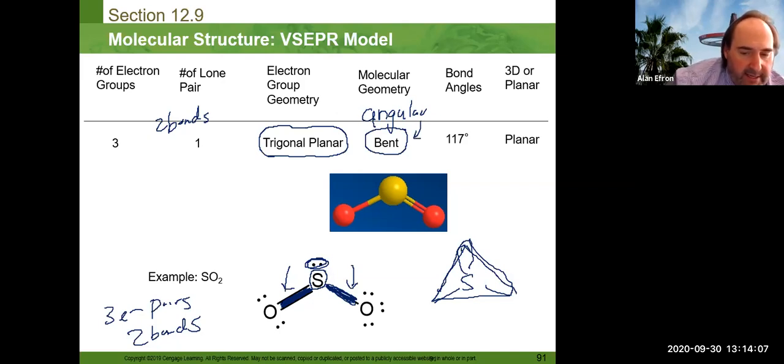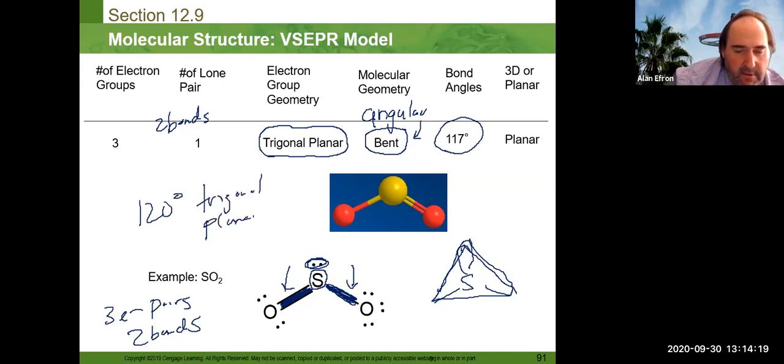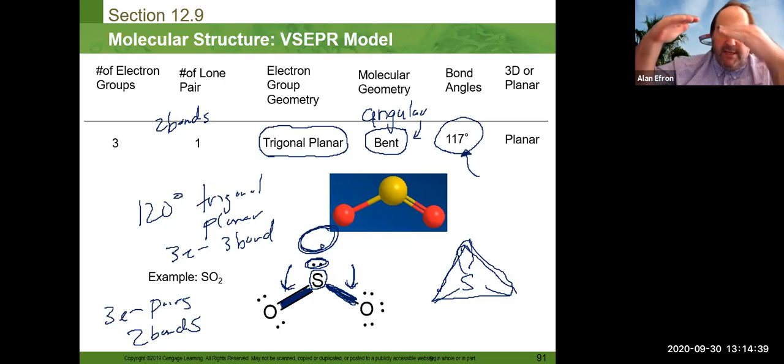And what happens to the bond angle, as you can see, is unlike the 120 that we see with trigonal planar, with 3 electron pairs and 3 bonds, because we're missing that 3rd bond, it allows those oxygens to move a little bit further away from each other, and we actually get a smaller bond angle than 120 degrees. We get less than 120 degrees, 117 degrees in this case. And again, that's because it doesn't have that 3rd bond to lock it into place, so it's able to bend a little bit more, and the overall name basically changes the shape of it.